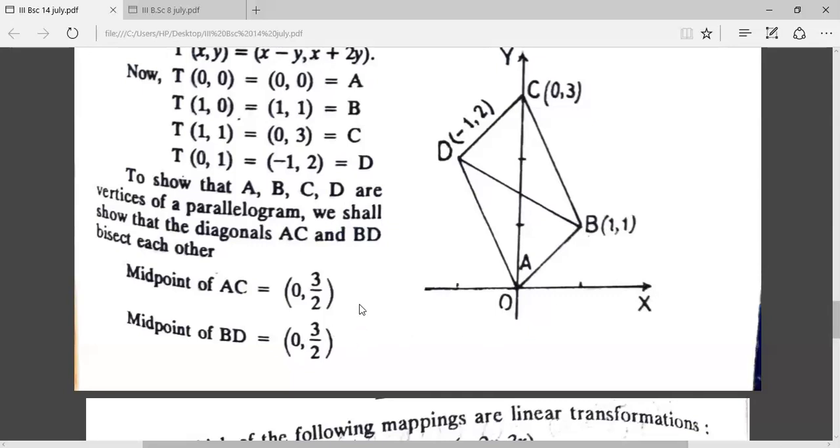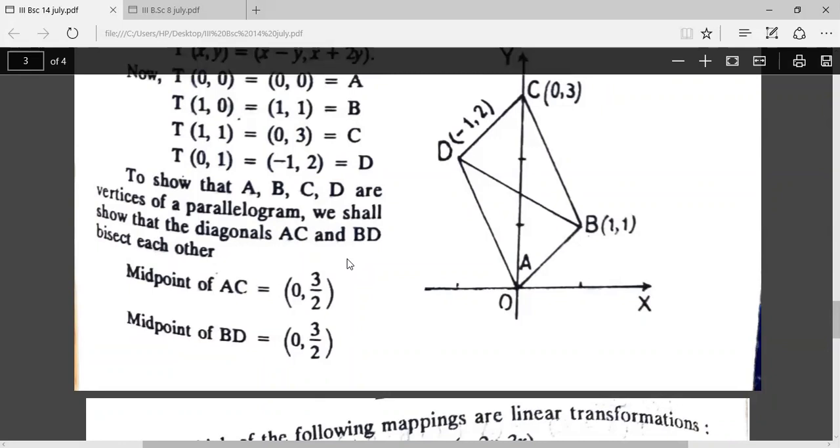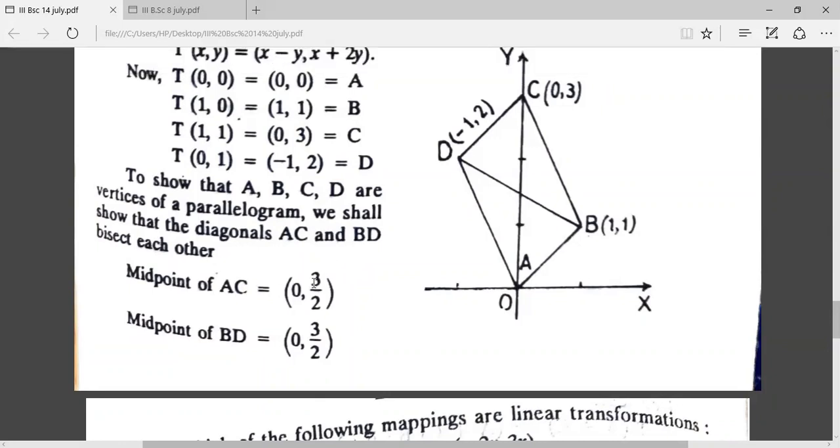Remember that here the midpoint of AC is the same as the midpoint of BD. What do you say about this? This is true only for a parallelogram. So therefore, the diagonals bisect each other. Hence, the figure is a parallelogram.